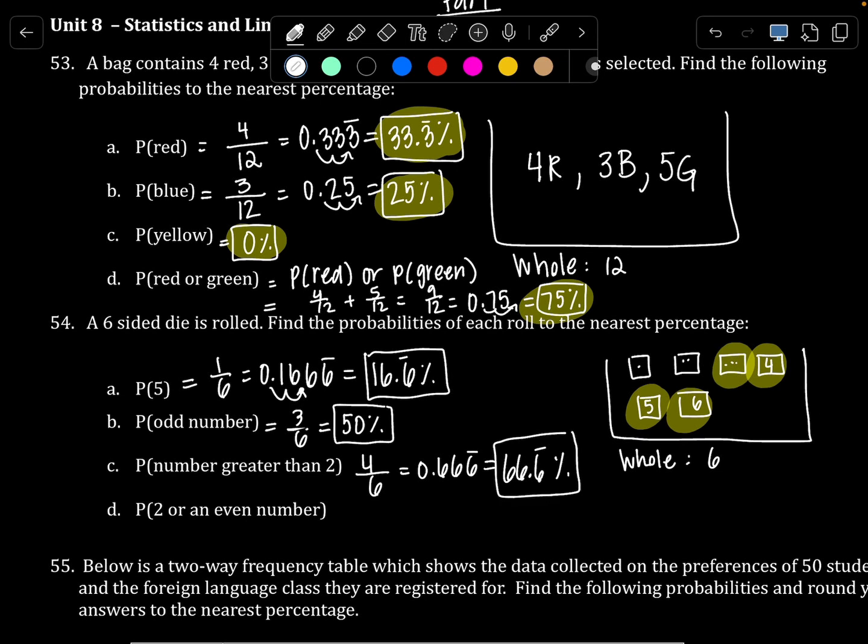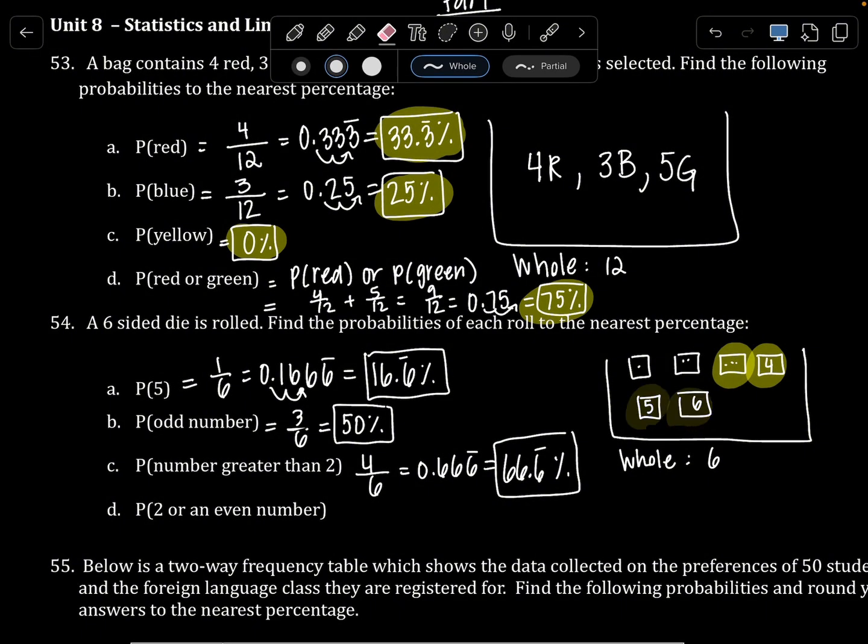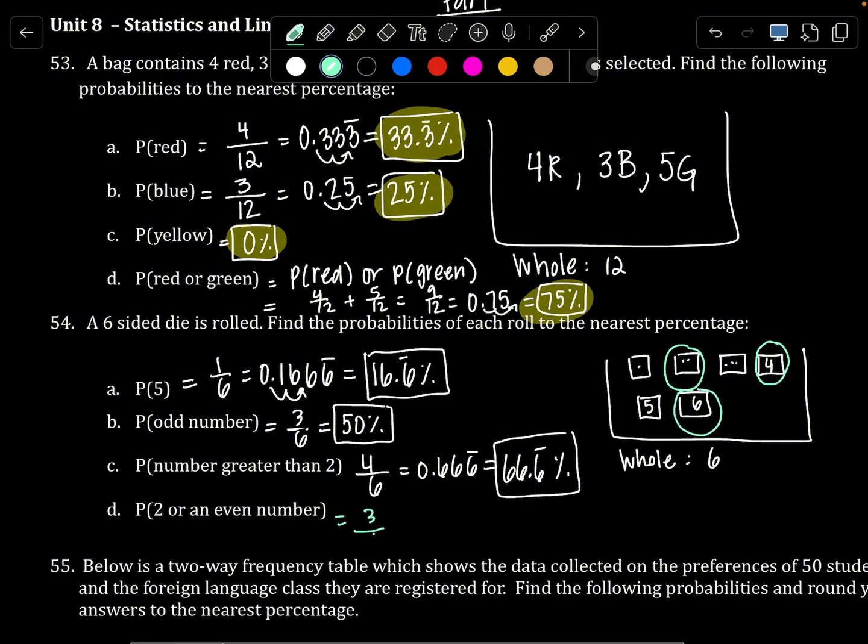Any questions? Now, what's the probability that you get a 2 or an even number? Okay, get a 2. That's just one of them. Or an even number, you get, okay, here's a 4 and here's a 6. So again, it's 3 out of 6, which is equal to 50%. Are there any questions on what I did?